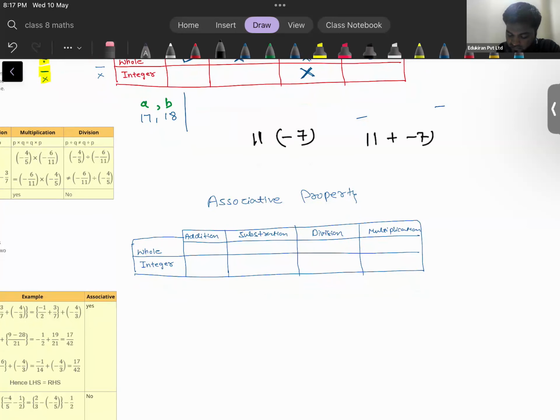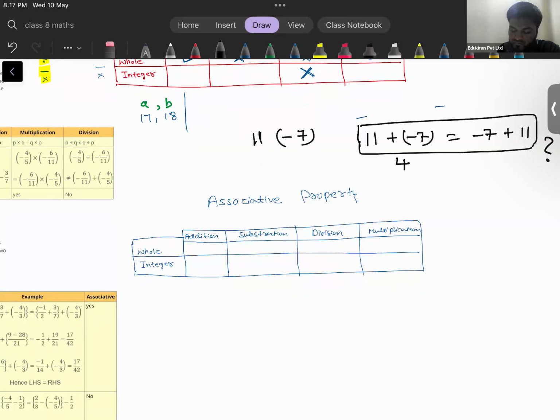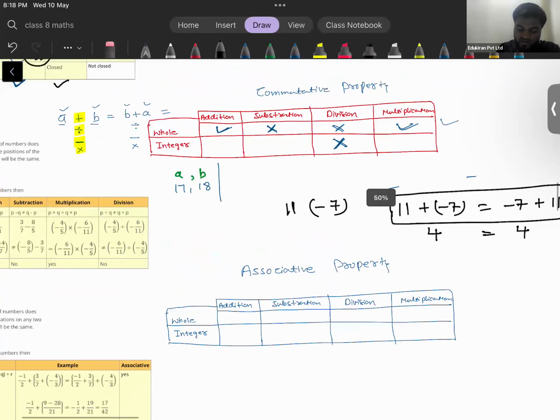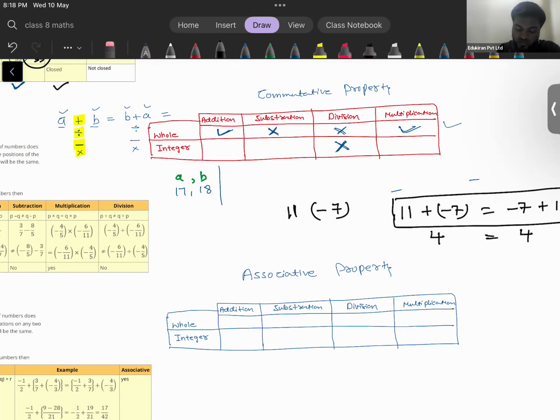Is 11 plus minus 7 equal to minus 7 plus 11? 11 plus minus 7 will give us 4. And for this also we get 4. So we come to the conclusion that integers under addition follow the commutative property. Right, Ifra? Yes. So for addition it is true.